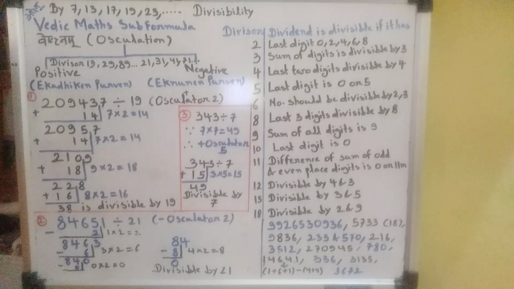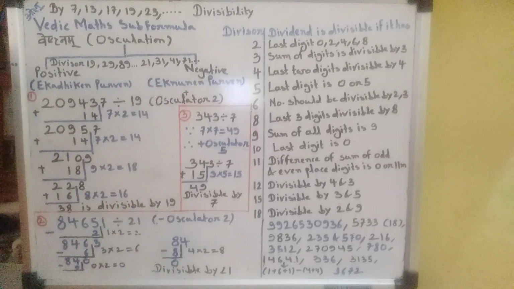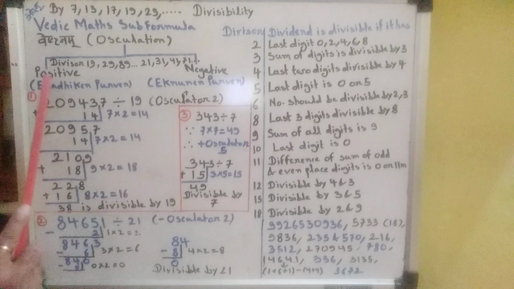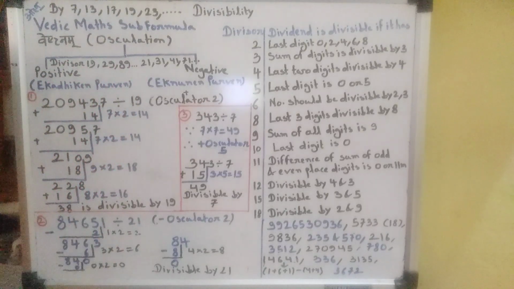The Vedic math sub-sutra Ānurūpyeṇa, which is called osculation, is a unique concept which can easily determine the divisibility by prime numbers without actual division. There are two types of osculators, positive and negative. The positive osculation process is applicable when the divisor ends in 9. For example, 19, 29, 89 and so on.